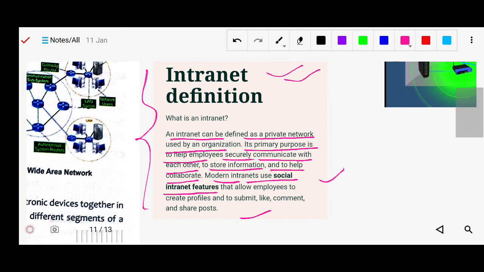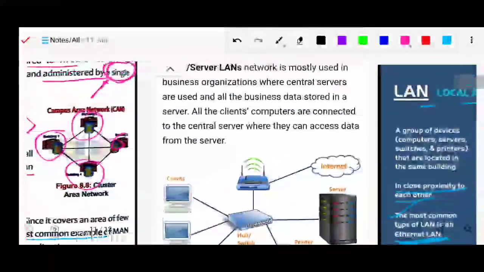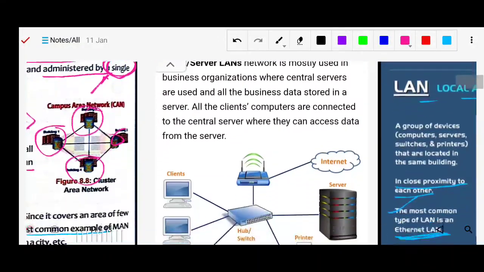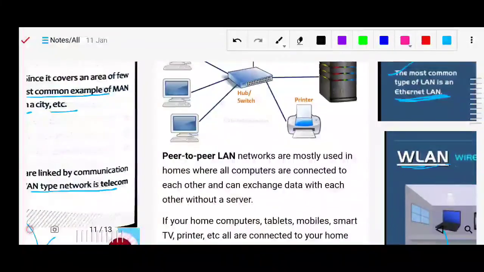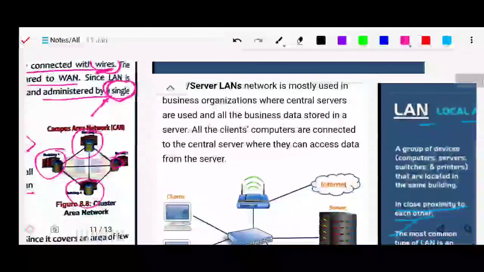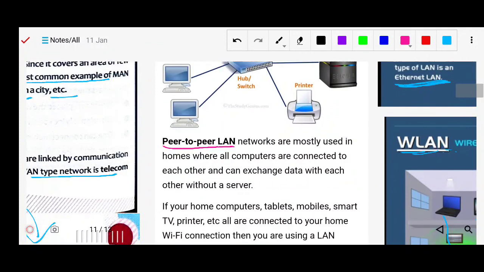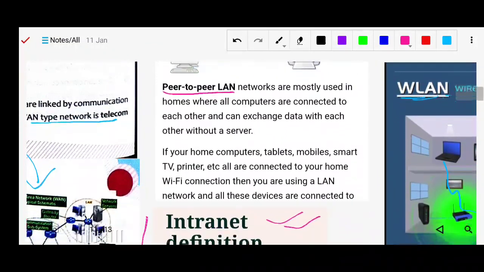Here you can see some connections in the network. There is the peer-to-peer LAN, which means two computers are directly connected, one computer with the other. Such a connection is called a peer-to-peer connection. Here this is the hub, with the hub these are connected. We will see all these things afterwards in the next part, which is networking devices. Under that we will study all of these.